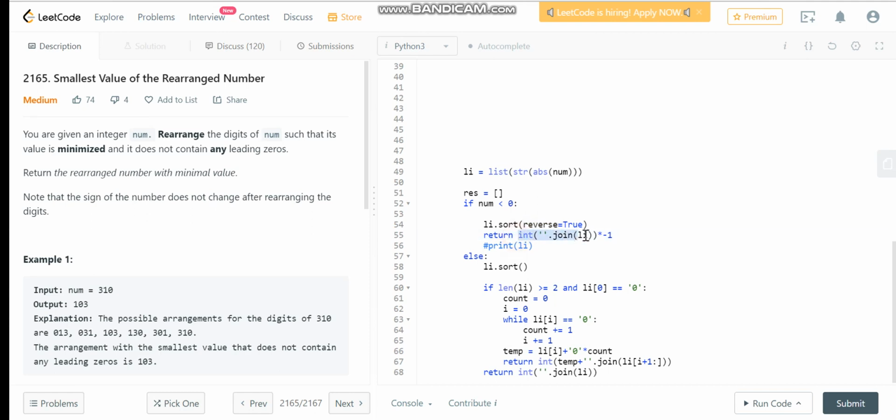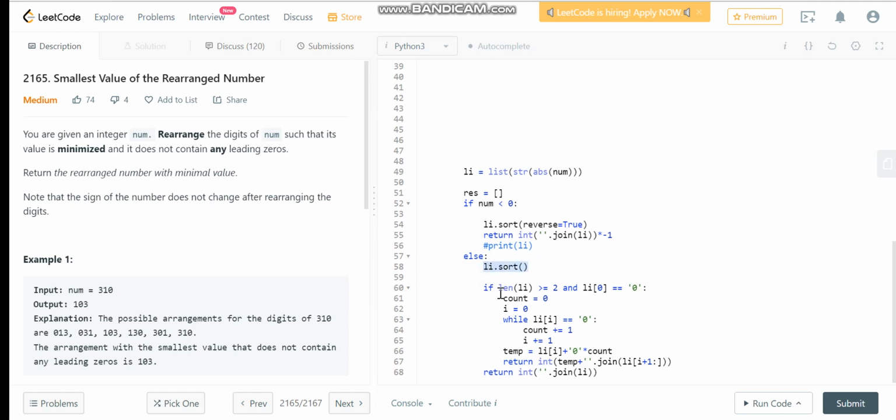Also, if you don't know what this means, since this list li contains all the digits as strings, this part, dot join, means that I want to convert the list into a string. This simply means that, and this string I'm converting to an integer. It's not really complicated, it's very simple. Just converting it into an integer and returning it after multiplying by -1. Else, if the number is positive, I am sorting it again, but this is going to be ascending order, so just simply list dot sort.